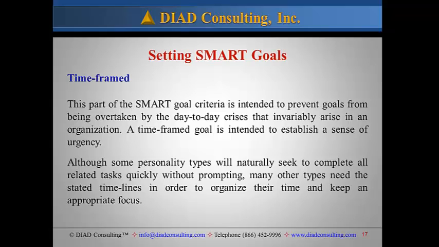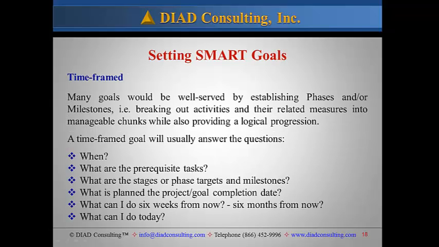Although some personality types will naturally seek to complete all related tasks quickly and without prompting, many other types need the stated timelines in order to organize their time and keep an appropriate focus. Many goals would be well served by establishing phases and/or milestones, that is to say, breaking out activities and their related measures into manageable chunks, while also providing a logical progression.